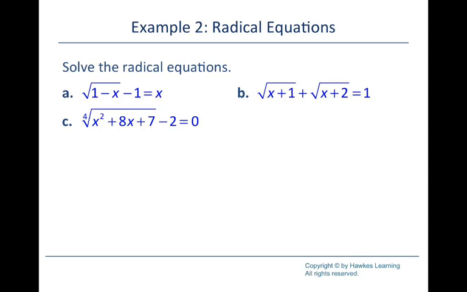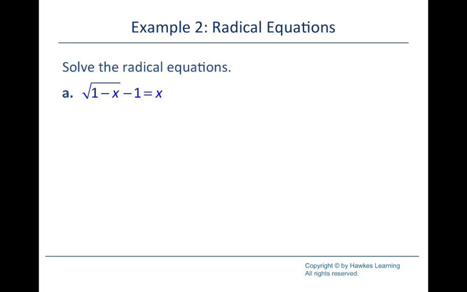So let me start by covering over these B and C, and then we'll work A. So we're going to isolate the radical. What that means is we get the radical by itself. So we're going to leave the square root of 1 minus x here, and we're going to add 1 to both sides. So that equals x plus 1.